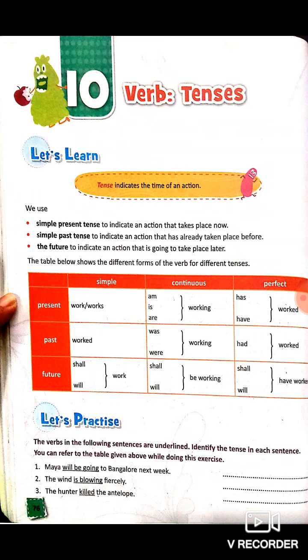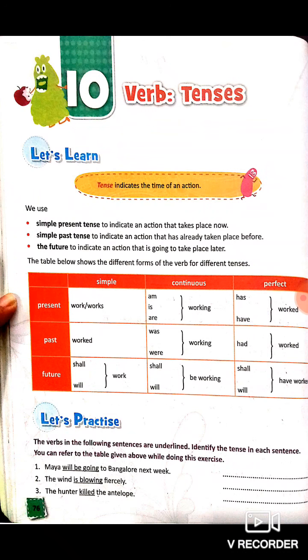Tense is the form of the finite verb which talks about the time when an action has taken place or took place in the past or is about to take place in the future. Definitely, verb tenses represent or indicate the time of an action. Now verb tenses can be divided broadly into three parts. One is the present tense, the second is the past tense, and the third is the future tense.